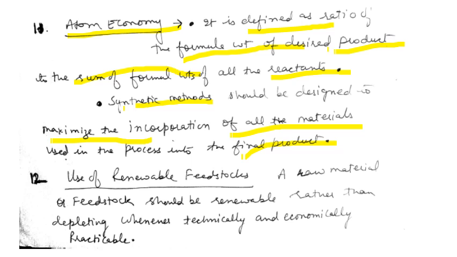The last principle of green chemistry is use of renewable feedstock. What is feedstock? The raw material we are using in the reaction is called the feedstock. It should be renewable, meaning it should be reused rather than depleted, whenever technically and economically practicable. So these are all the 12 principles. If we follow these 12 principles, we can achieve a design process which is green, environment friendly, and reduces hazardous substances.